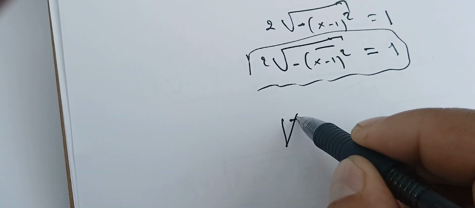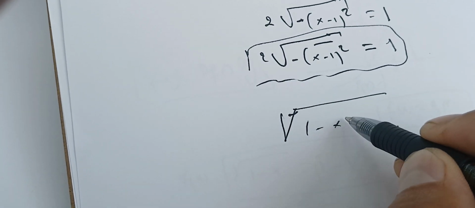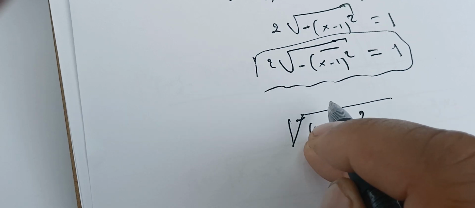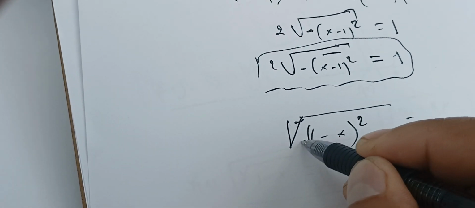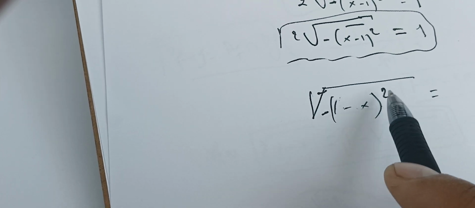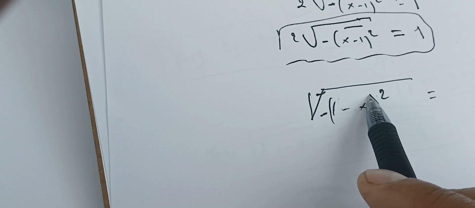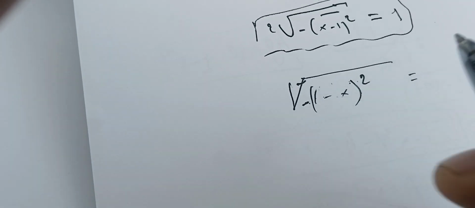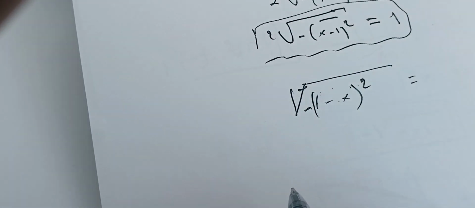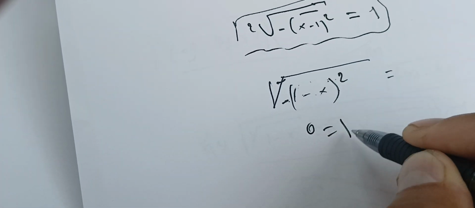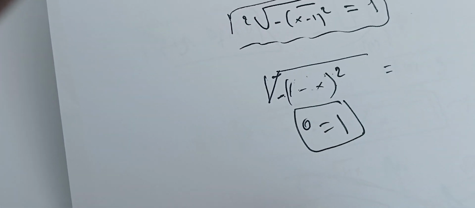So let me make it bigger. 1 minus x squared is the same as x minus 1 squared, but with the minus. So here, this number, 1 minus x squared, is always positive. But with this minus, it's always going to be negative, except when x is 1. It's going to be 0. So when x is 1, we get 0 equals 1. That means no solution.